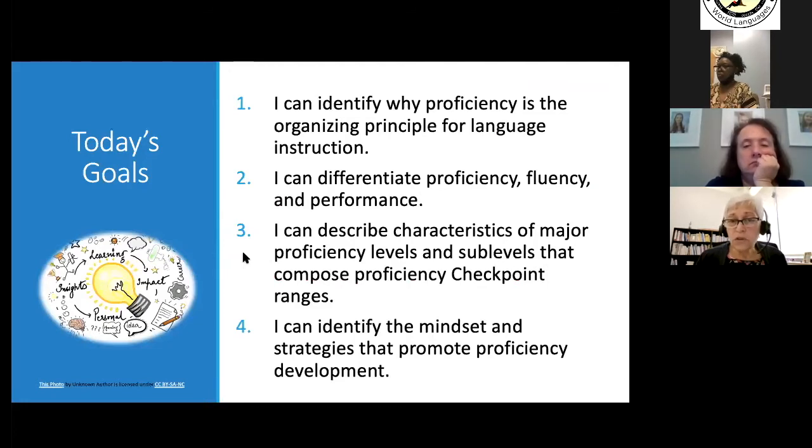We have 4 goals for today's workshop, starting with, I can identify why proficiency is the organizing principle for language instruction. Then I can differentiate proficiency, fluency, and performance. Third, I can describe characteristics of major proficiency levels and sublevels that compose the proficiency checkpoint ranges. And finally, I can identify the mindset and strategies that promote proficiency development.